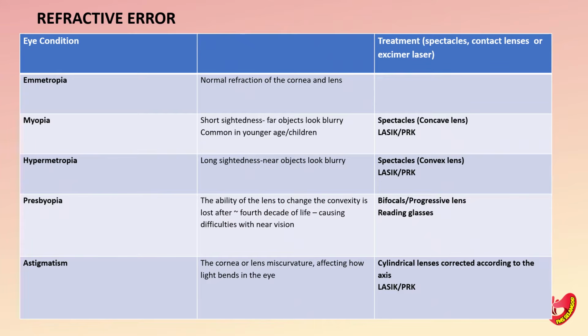Presbyopia is a condition that often occurs in the fourth decade of life due to loss of ability of the lens to change the convexity. It is corrected with bifocal lens or reading glasses.